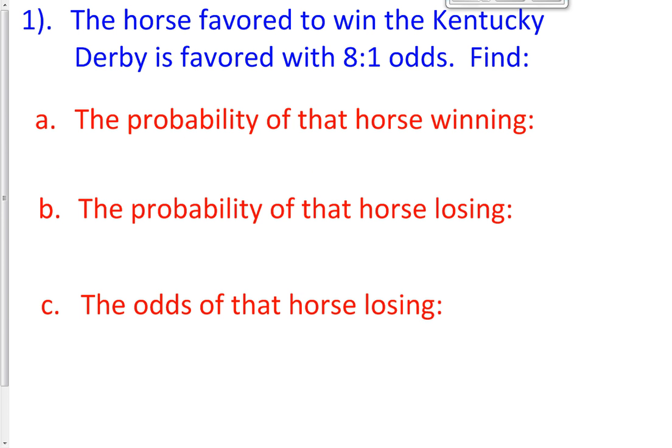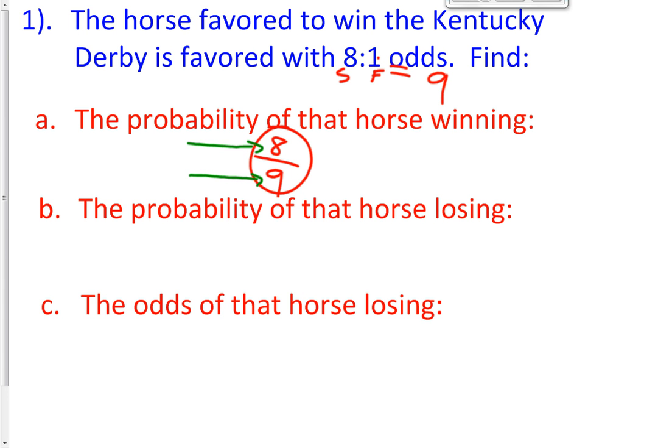Okay, the horse favored to win the Kentucky Derby is favored with 8-1 odds. That means this horse is very likely to win the Kentucky Derby because there's 8 successes versus 1 failure. So as a probability, what is the probability of that horse winning? It's 8 successes over a total possible outcome of 9. If there's 8 successes and 1 failure, that makes a total of 9 outcomes. So probability is the favorable 8 over the total, which is 9.